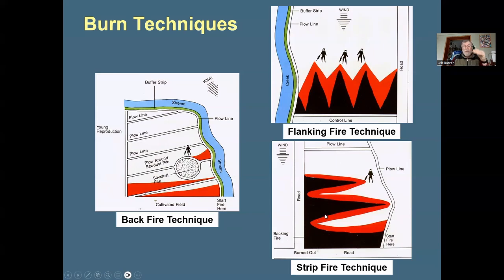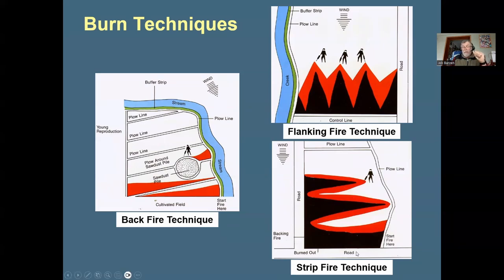Now, sometimes you can also do it. It's sort of like the backfire technique, but in this case, you're using a head fire technique, but you're using small head fires. And so we call it a strip fire technique. So strip fire essentially meaning small head fires where you can control the head fire that you're lighting.